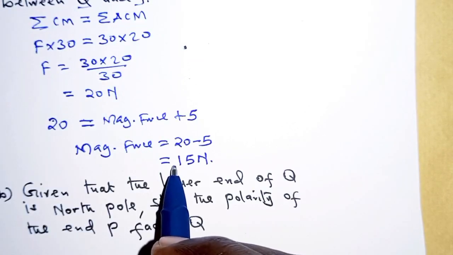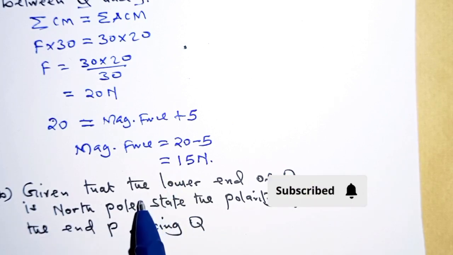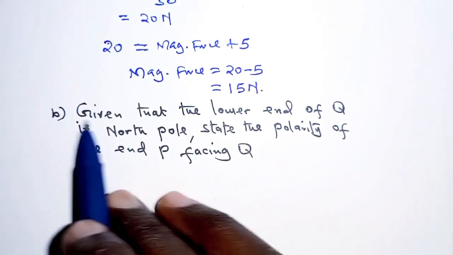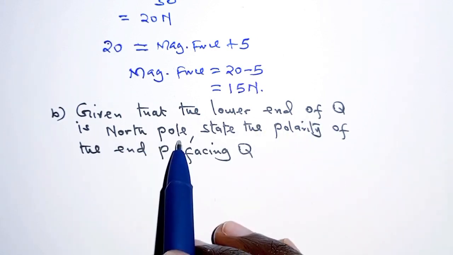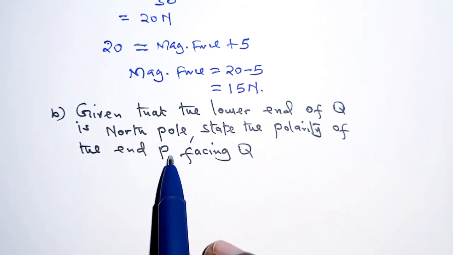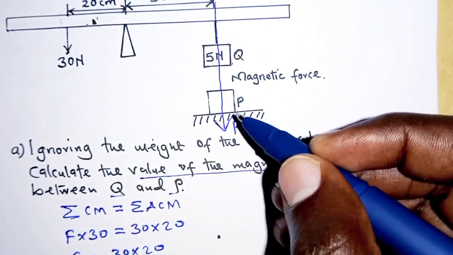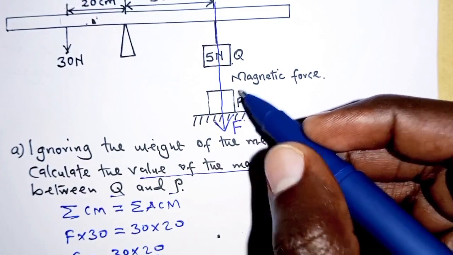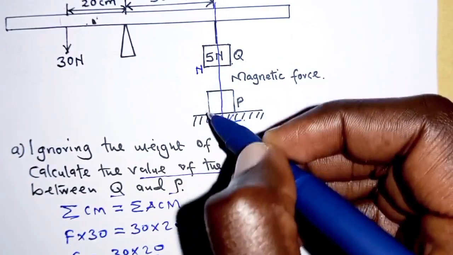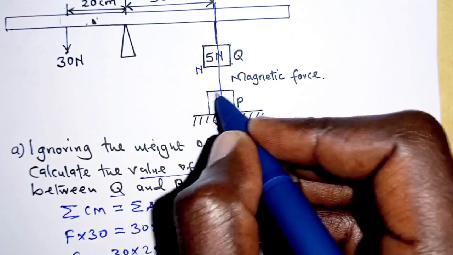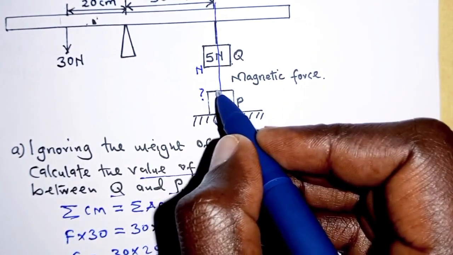So the fact that the force is positive here, it has some significance which will help us in answering part B. So let's move to part B and get to understand the question. Given that the lower end of Q is North Pole, state the polarity of the end P facing Q. We are told that the end of Q is a North Pole. So down here is a North Pole, this end facing P. So we are required to get the polarity of this end facing Q. So what polarity is this end here?